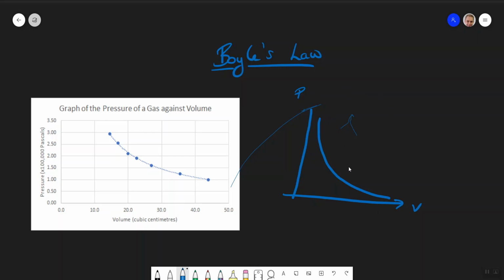As our volume gets bigger, our pressure gets smaller, and so on. So if pressure increases, then volume decreases, and vice versa, because it depends on what you're doing.